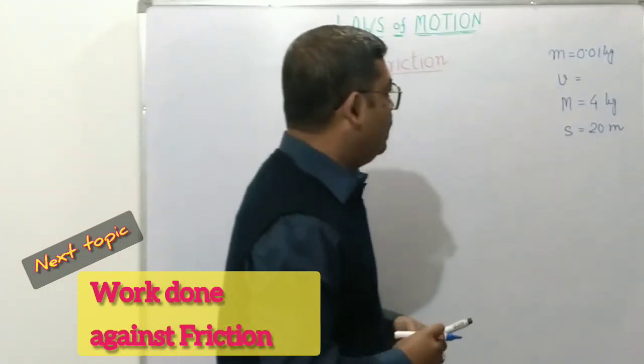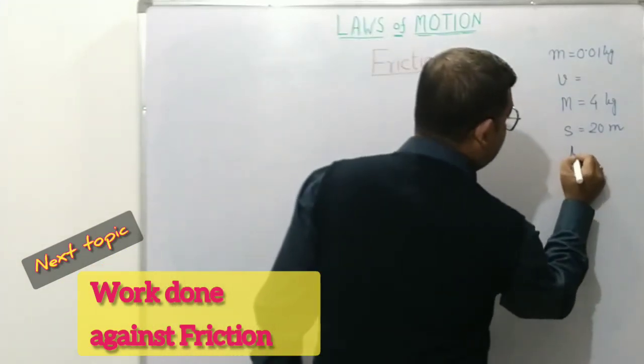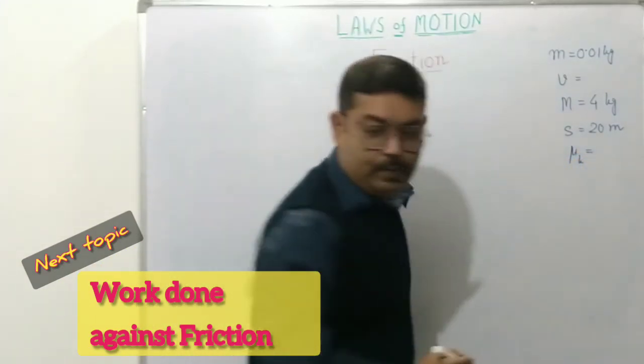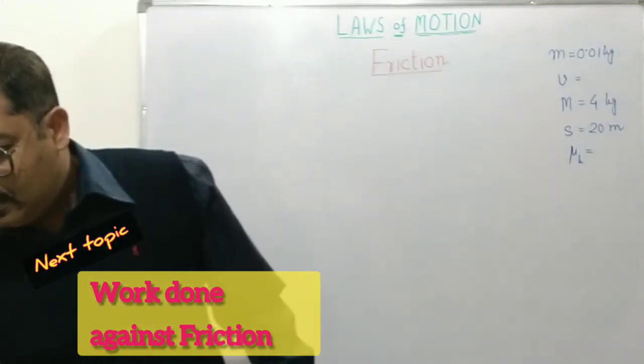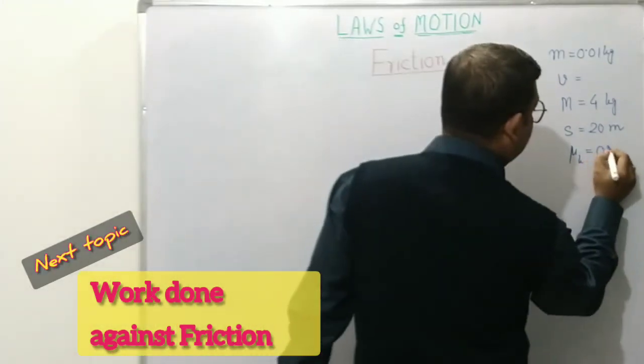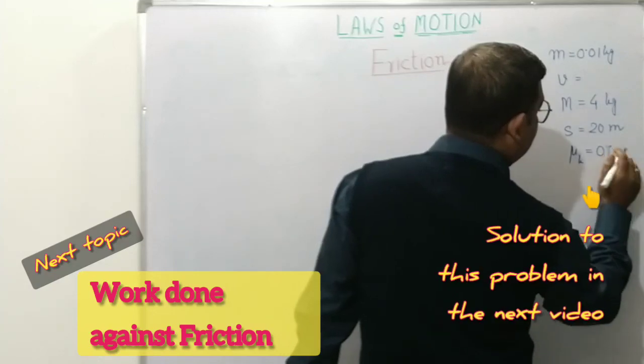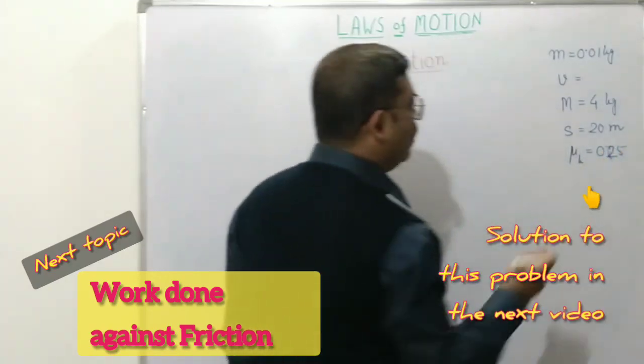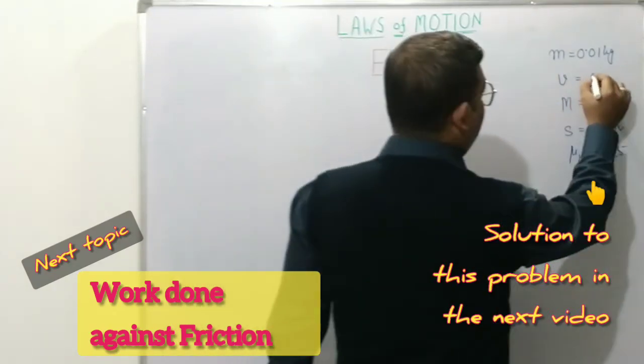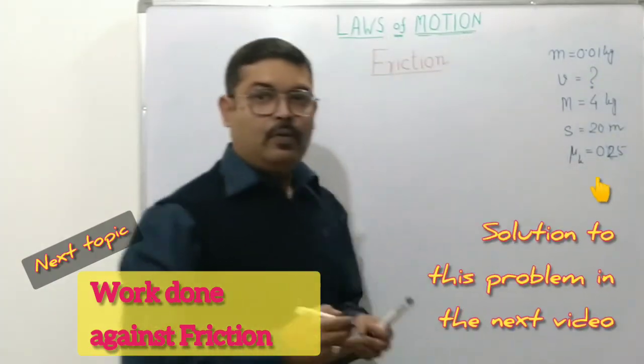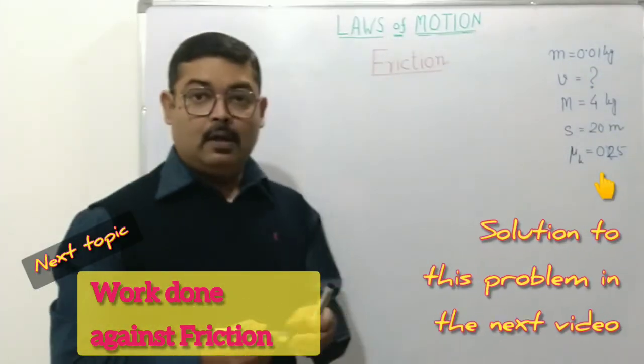We have to find, given that the coefficient of kinetic friction is equal to 0.25, the velocity with which the bullet hit the block.